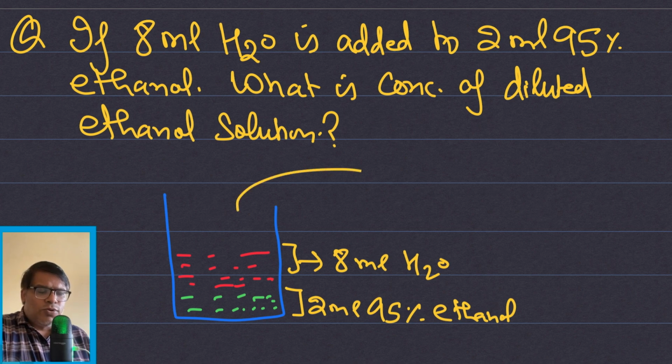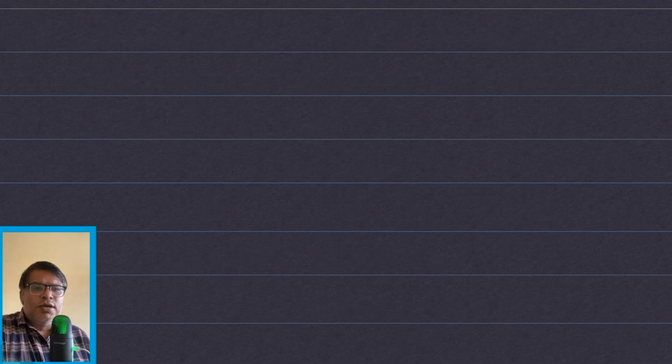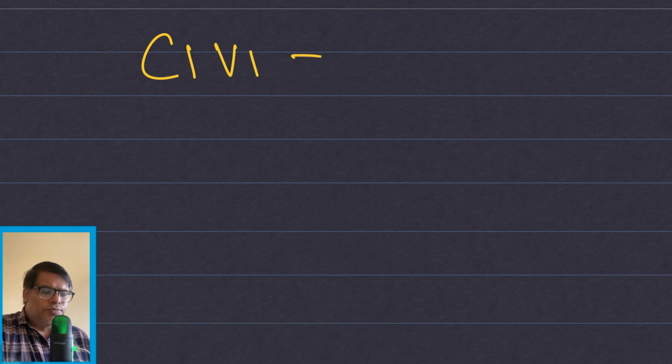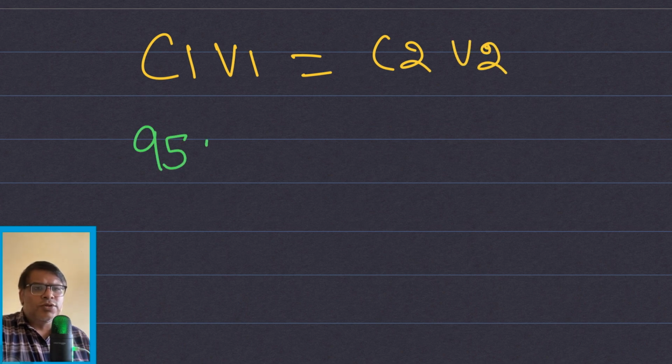So here also we are going to use the relation C1 V1 is equal to C2 V2. Try to solve it yourself. If you can do this, try to do it yourself. If not, be with me, I am going to teach you. Now try to see, what is the value of C1, what is the value of V1, what is the value of C2, what is the value of V2. You have to think clearly.